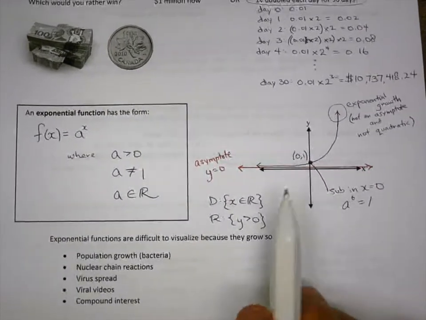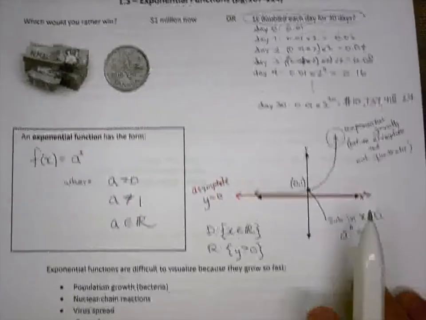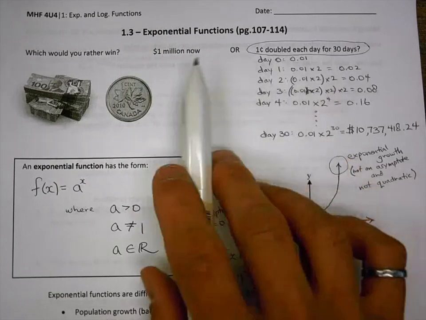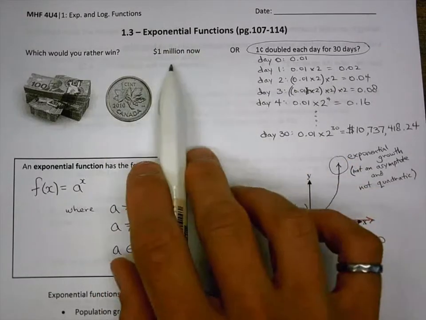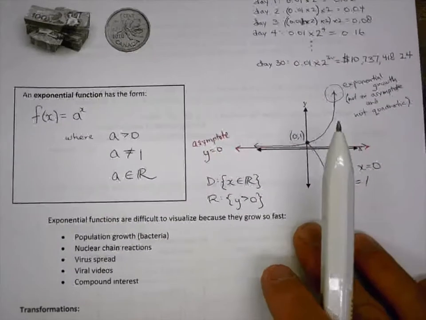Exponential functions are something that is really difficult for the human mind to comprehend, to kind of imagine. As you saw in this question, right? 1 million versus 1 cent doubled each day. You really tend to think of 1 million because it's hard to even comprehend this kind of growth. We don't see it in a lot of places.